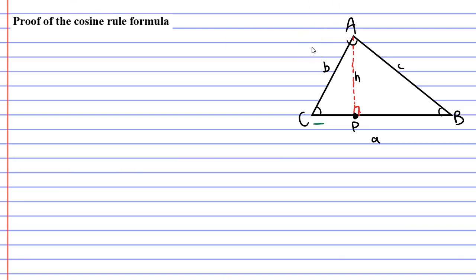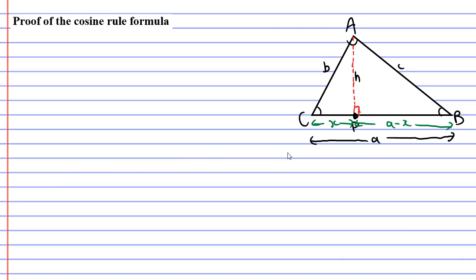We also need to know the distance from C to P. We're going to call it X. And we also need to find the distance from P to B. The way we're going to do that is we're going to remember that the length from C to B is A, and if we take away the X, we get A minus X.